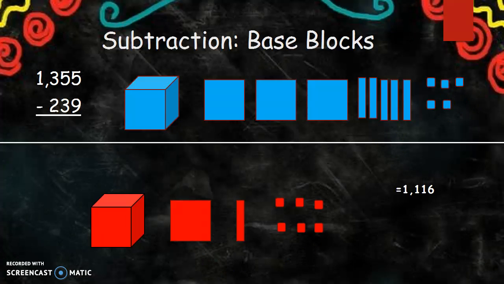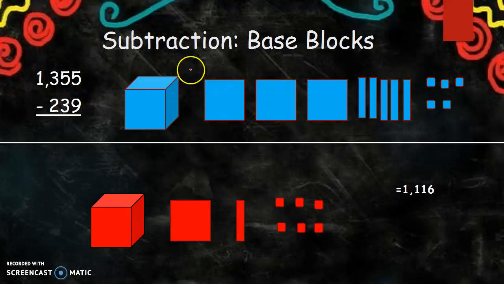So first what we did is we have our cube right here representing the thousands place. Our squares represent the hundreds place, and then our rectangles over here represent the tens place. And finally, our little small squares represent units.